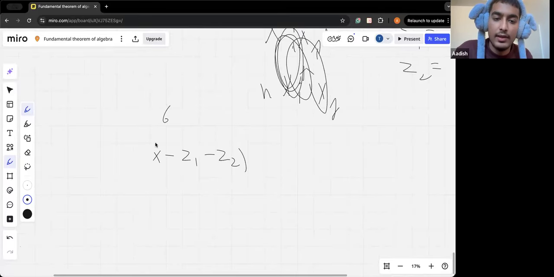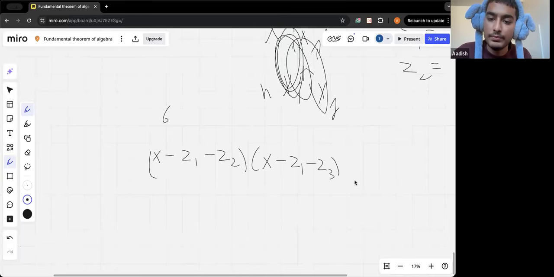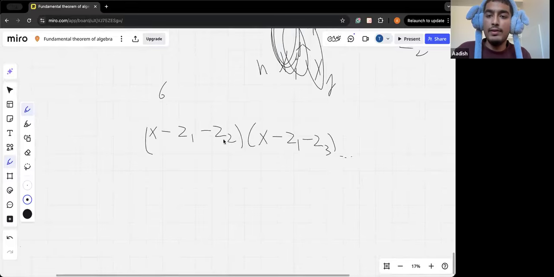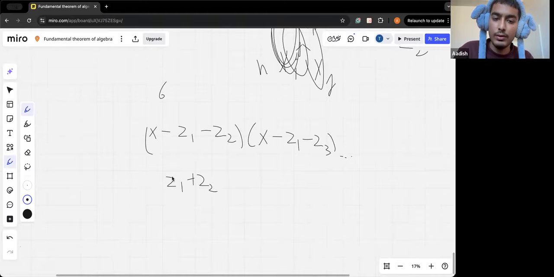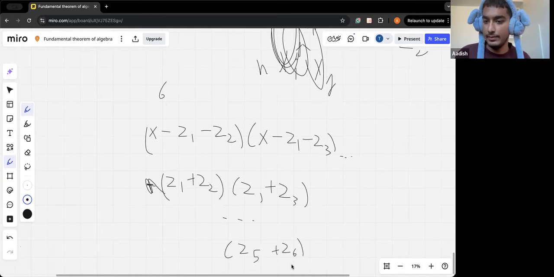So x minus z1 minus z2, x minus z1 minus z3, and so on. What will its constant term be? The constant term will be z1 plus z2 times z1 plus z3, and so on, up to z5 plus z6. I don't care about the sign. Like the product of all 15 terms, right?